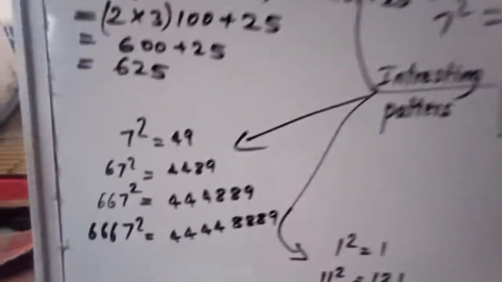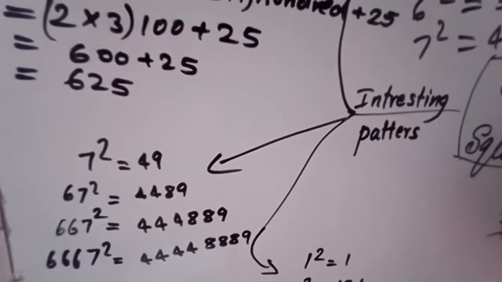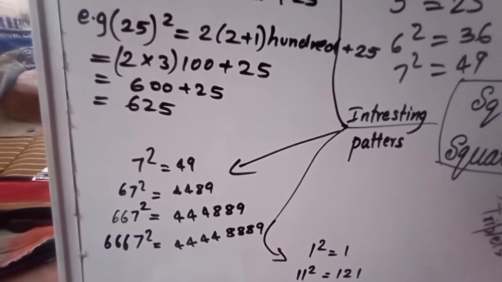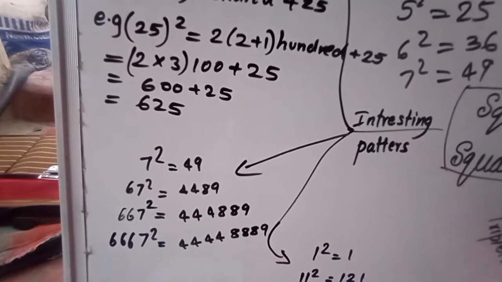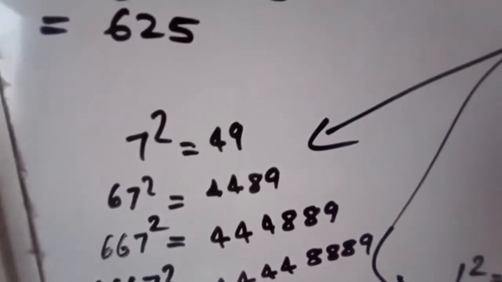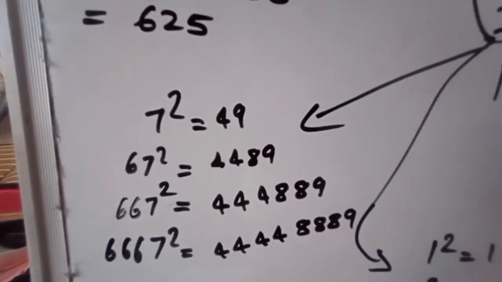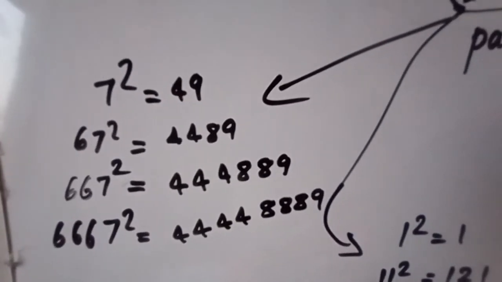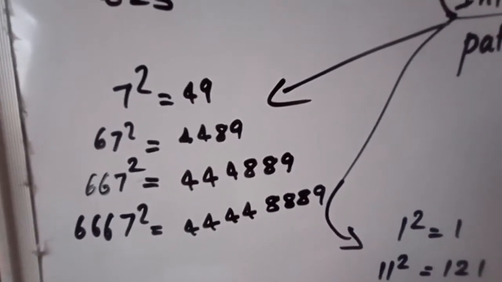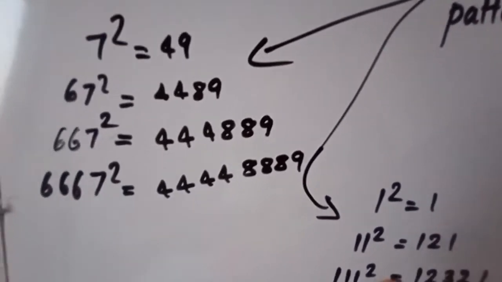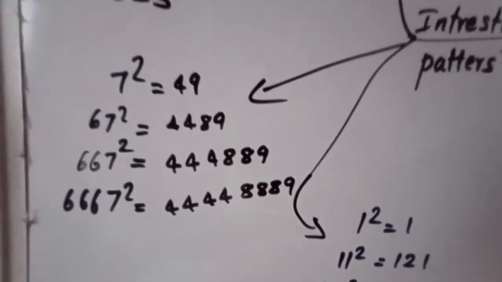You can see that 7 square is 49, and 67 square becomes 4489, with 4 and 8 doubled and 9 at the end, meaning 9 is preceded by 8. After that, 667 whole square is 444889, where 4 has increased and 8 has also increased in the same way. Then the 4 is going to increase next time. 6667 whole square: 4 has become 4 times, 8 has become 3 times, then 9.